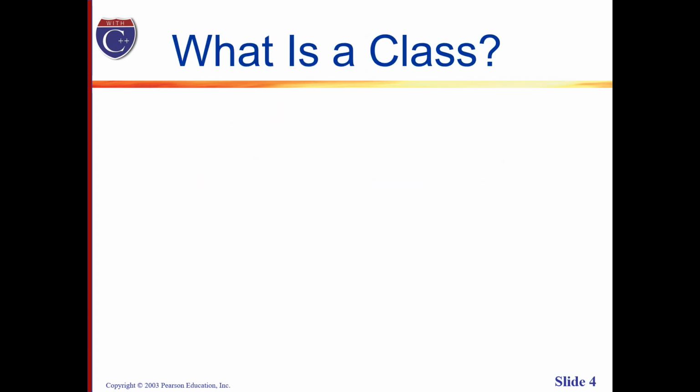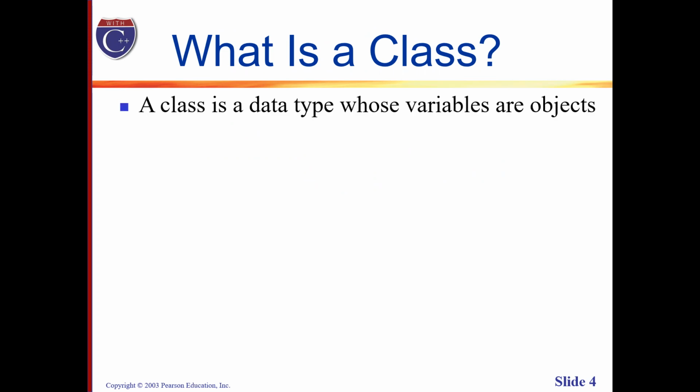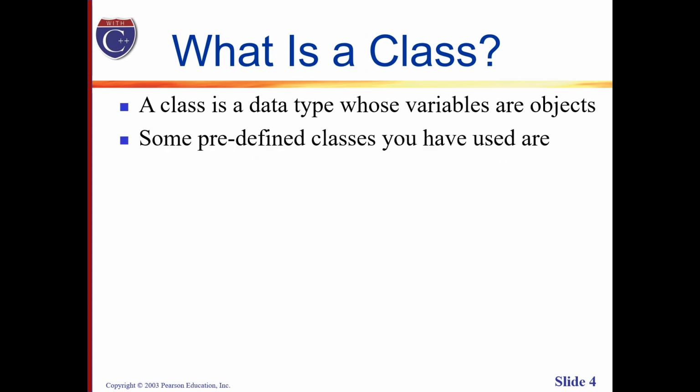But first, let's define what a class is. A class is a data type whose variables are objects. Some predefined classes that you have used are, for example, int, char, or maybe ifstream. The way we see it, we simply consider them as data types. But actually, in C++, they are considered as predefined classes because, of course, they're actually classes with their own methods.